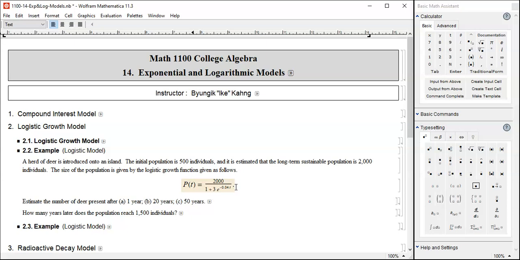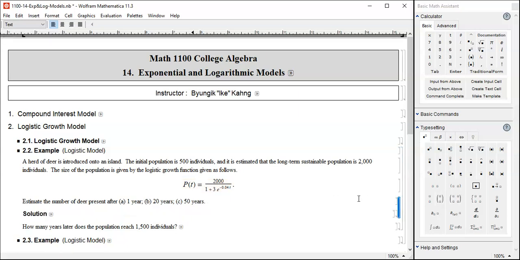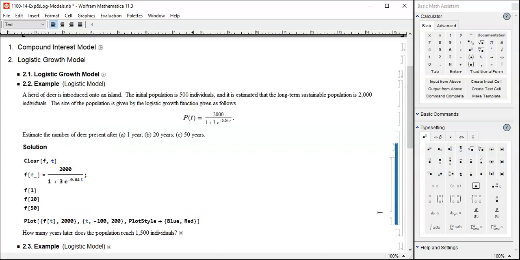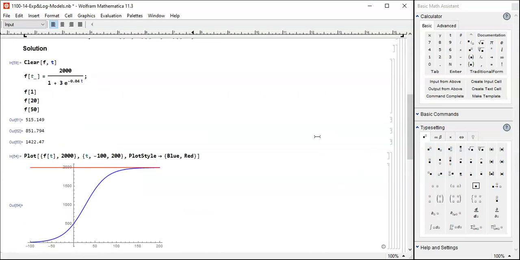And let's estimate the population after 1 year, 20 years, 50 years. All you have to do is calculate this thing with different t values here. t equals 1, plug it in, calculate. t equals 20, plug it in, calculate. t equals 50, plug it in, calculate. I'll leave those details to students. Do it on your own.